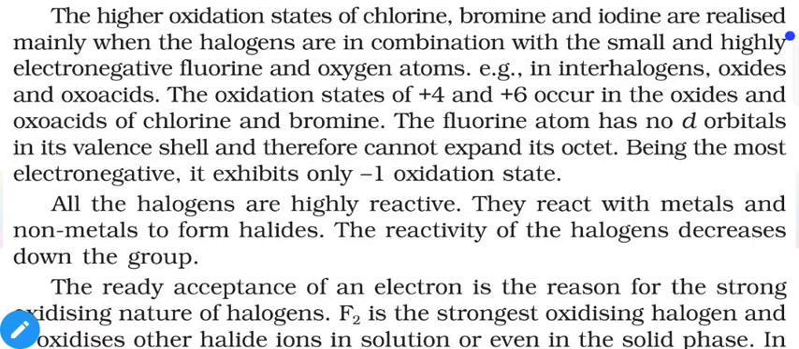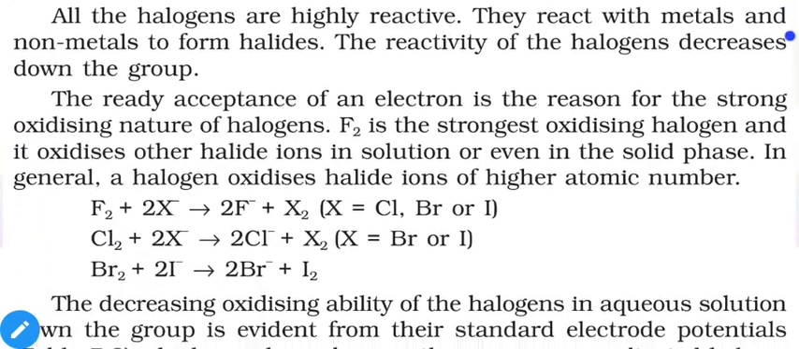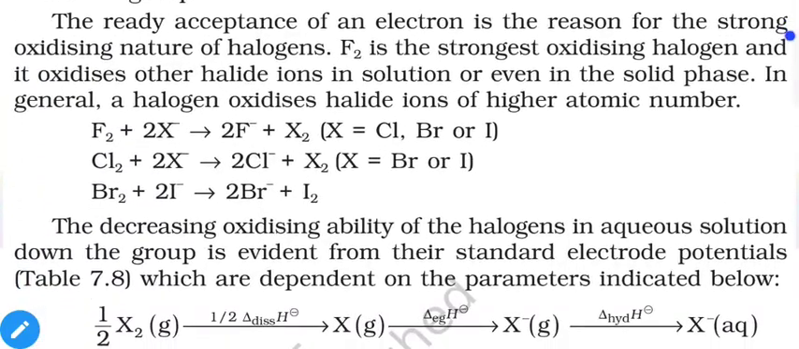The fluorine atom has no d orbitals and its valence shell therefore cannot expand its octet. So it has a limitation. And fluorine is also the most electronegative element, so it can only show -1 oxidation state. All the halogens are highly reactive and they react with metals and non-metals to form halides. The reactivity of halogens decreases down the group. The ready acceptance of an electron is the reason for the strong oxidizing nature of halogens.